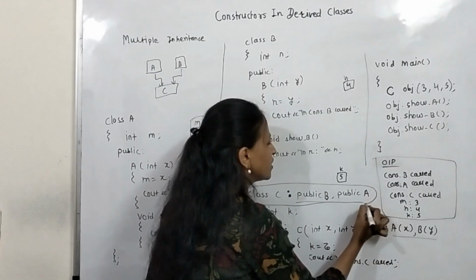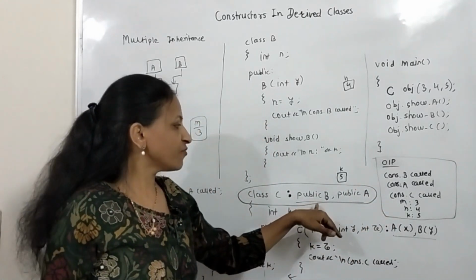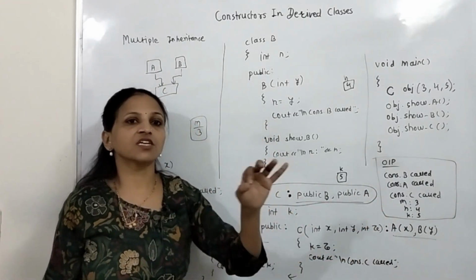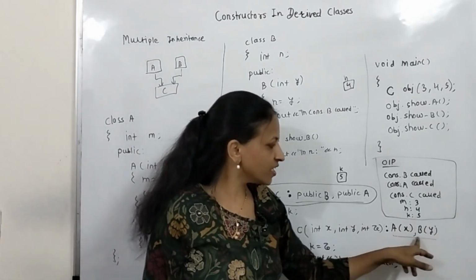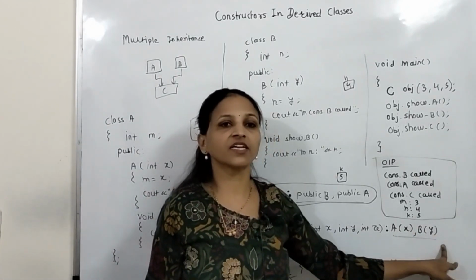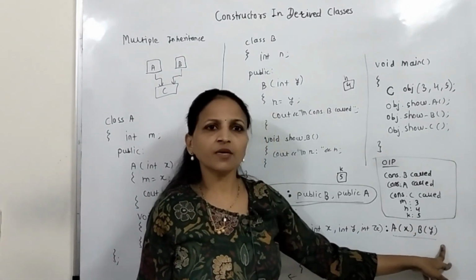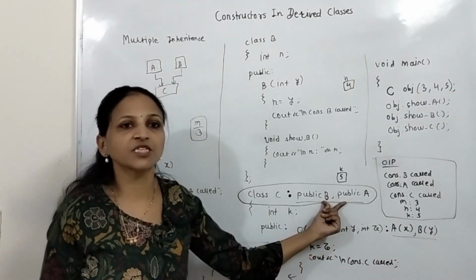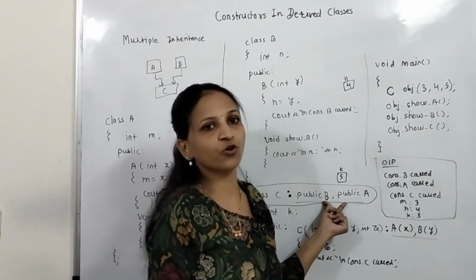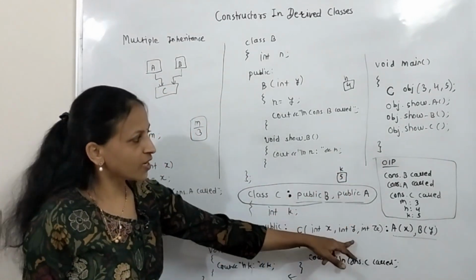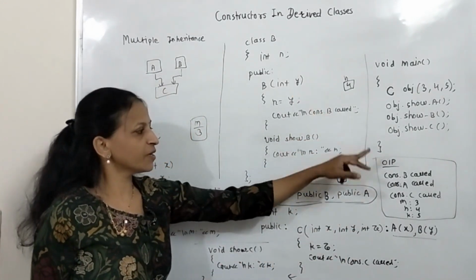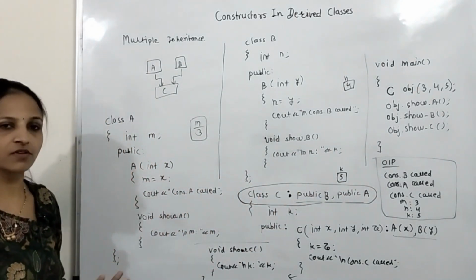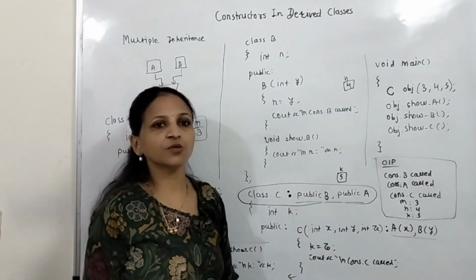This header line is very much important. Because of that, first class B's default constructor will be called, whether you are writing here first the A constructor and then the B constructor. It doesn't matter which is the sequence here. This sequence is very much important and that will be followed. And that's why you will get output like this. First B's constructor will be called and then A is called. Okay, this is a very important point.